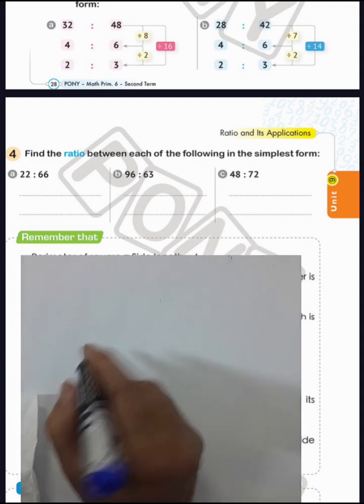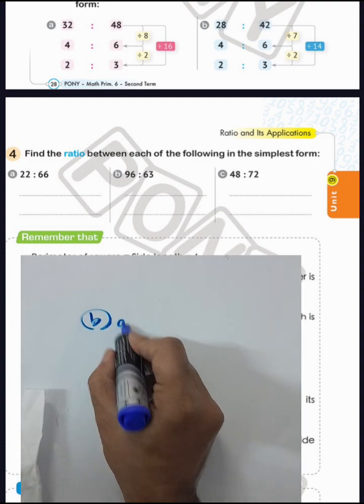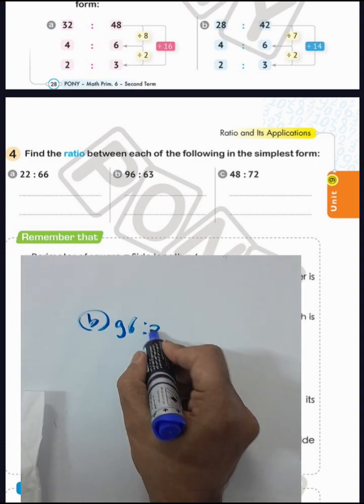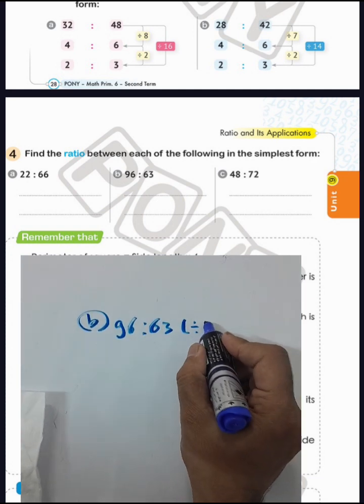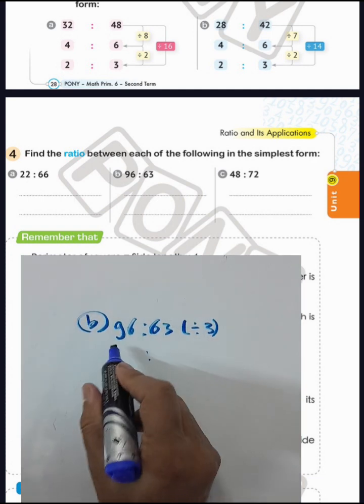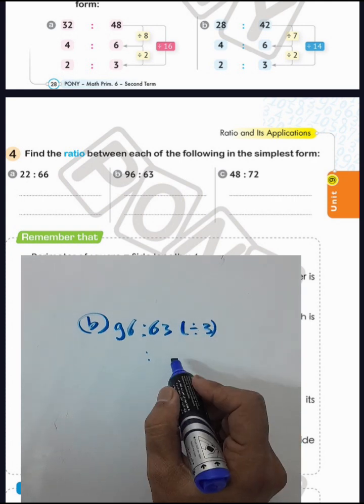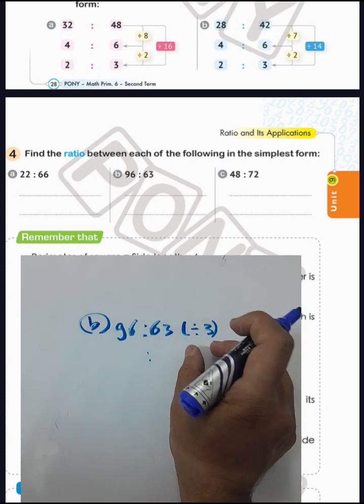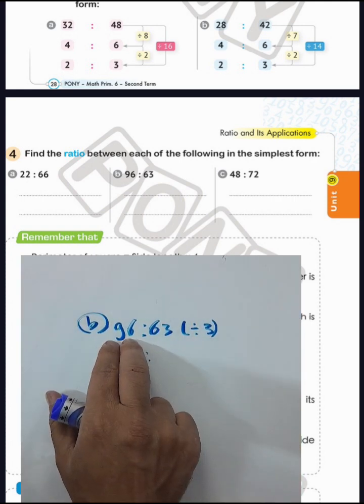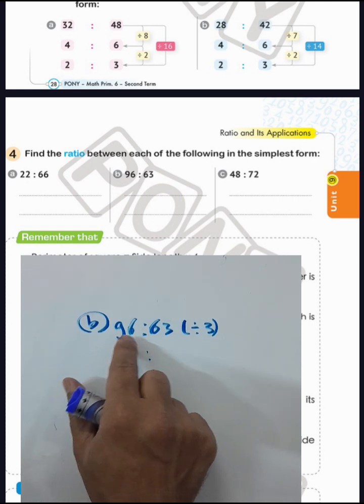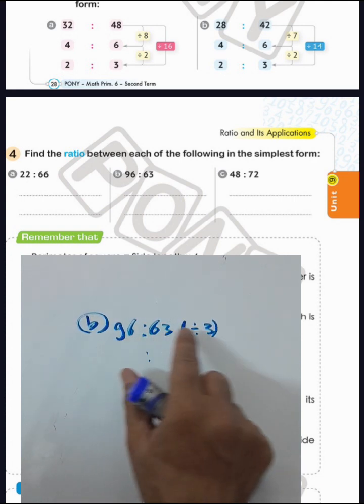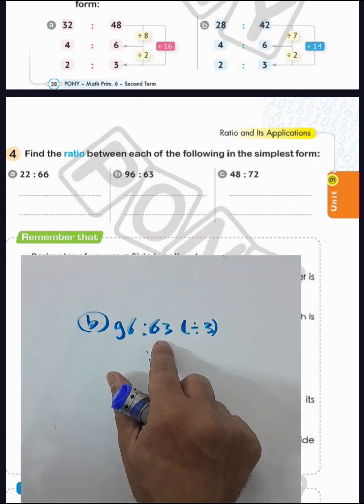And what about letter B? The ratio between the two numbers 96 and 63. We can divide by 3 in the first step because 96 and 63 can be divided by 3. Any number can be divided by 3 if the sum of its digits can be divided by 3. 9 plus 6 equals 15, and 15 can be divided by 3. 6 plus 3 equals 9, and 9 can be divided by 3.